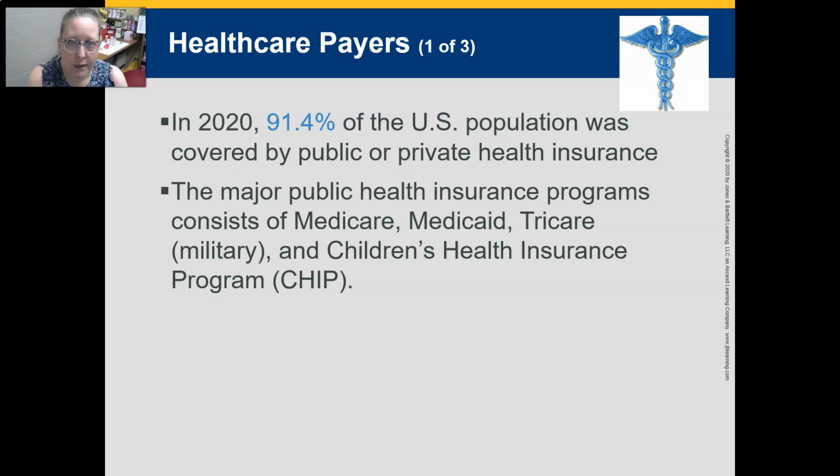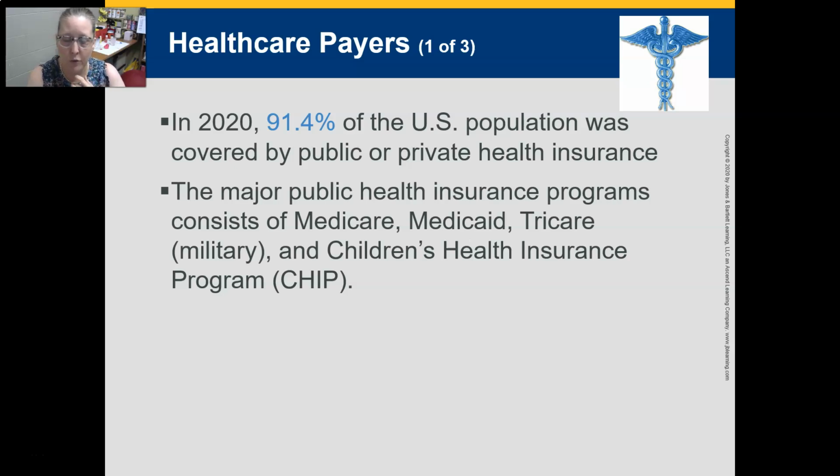In 2020, 91.4% of the U.S. population was covered by public or private health insurance. The major public health insurance programs consist of Medicare, Medicaid, TRICARE, which is the military, and the Children's Health Insurance Program, also known as CHIP. So these are all government funded, in one way or another. So this is why they're public health insurance programs.